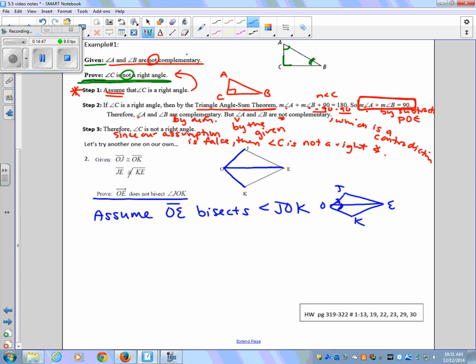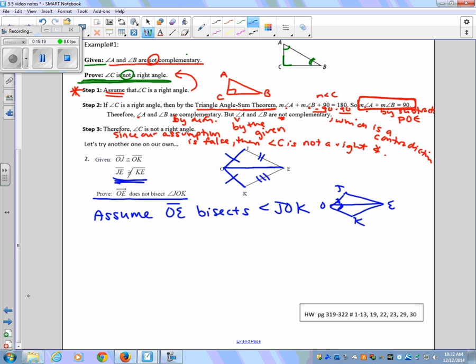Look at the givens. The given says OJ is congruent to OK. We can mark that as congruent. But it says that JE, this one, is not congruent to KE. So it's almost like you have to mark them differently. JE is not congruent to KE. Now, let's assume that OE does bisect angle JOK.